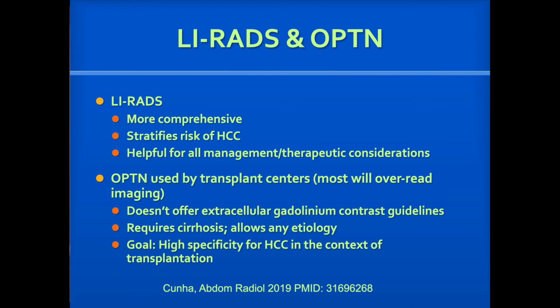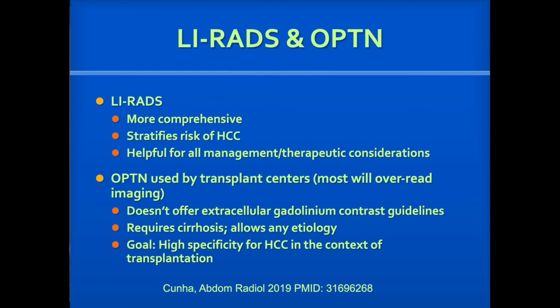OPTN criteria do not specify the option of using extracellular gadolinium contrast agents. That doesn't mean that they don't accept it, but it's just not actually spelled out. They basically require cirrhosis of any etiology to apply OPTN criteria. They don't specify beyond that. And you might ask, well, why would they do that?